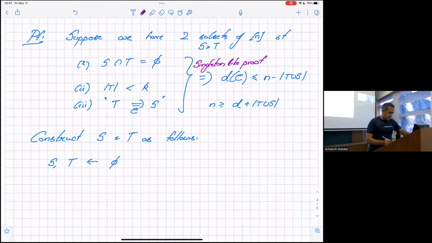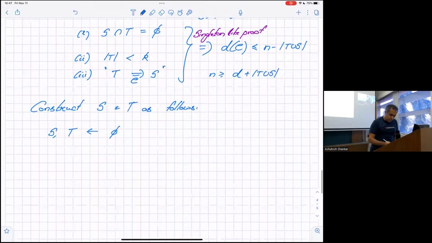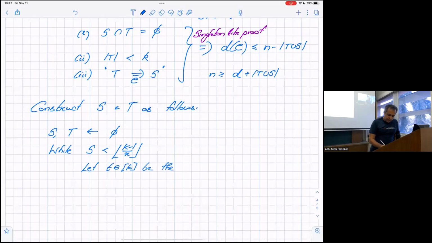So what should we do for this one? We want to do the following. While the size of S is less than floor of (K minus 1)/R, let T belonging to K be the first index in K outside S union.